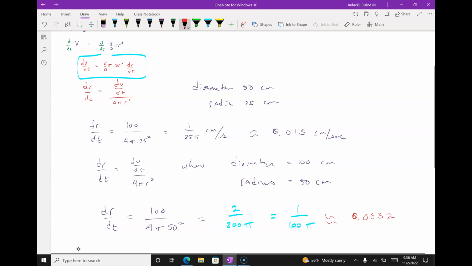Do you see it? The sphere is still being blown up at the same rate the whole time, a constant rate of 100 centimeters cubed per second. At one moment, when we stopped like a speed camera, the rate of change of the radius was like 0.013 centimeters per second. Later on, we stopped again and got 0.003 centimeters per second. So the change in the radius is slowing down.